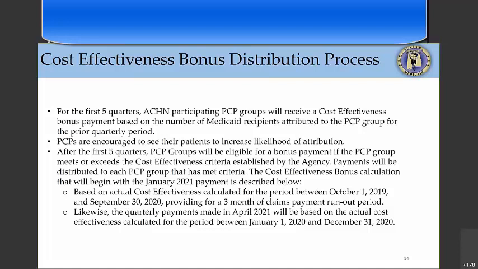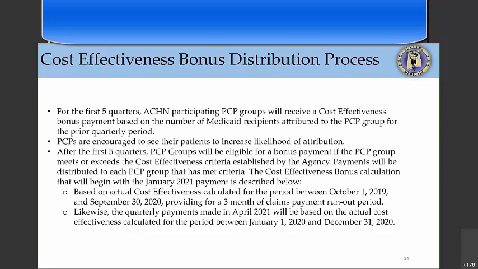As illustrated in the previous calendar, for the first 5 quarters, that is year one of the program plus the first quarter of year two, ACHN participating groups will receive a cost effectiveness bonus based entirely on the number of Medicaid recipients that are attributed to the PCP group for that quarterly period. Again, we would remind PCPs to continue to see their patients to increase likelihood of attribution.